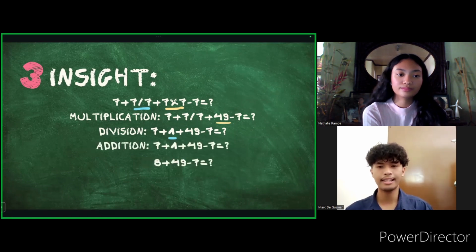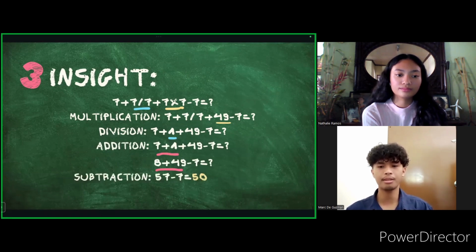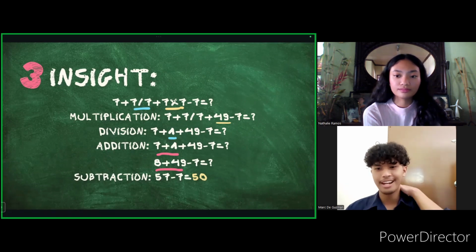Afterwards, we will add 7 to 1, which we will get the number 8, and 49 with the number 8, which we will get the number 57. Lastly, we will subtract 7 from 57. 57 minus 7 is equal to 50.